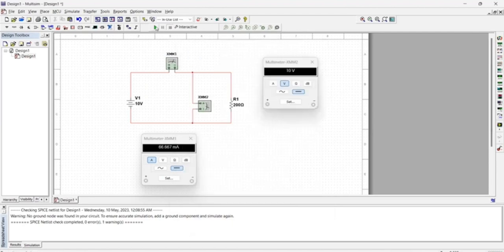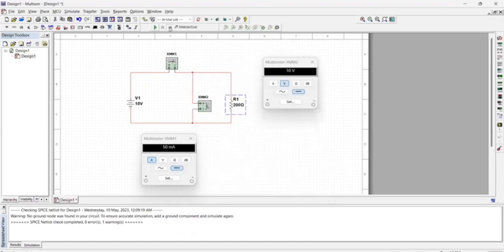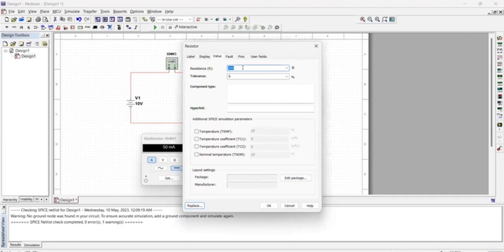Okay, then we run the simulation, and we got the ampere as 50. Okay, so the value is 50, and then we stop first, then put the value 300.